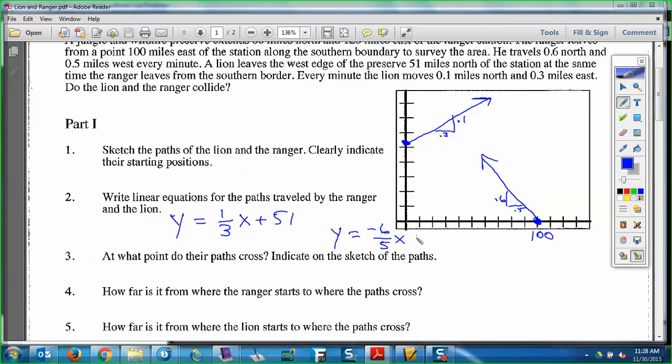And then finding the y-intercept might be trickier. Probably what we ought to do is just pick our point, 100 plus 0. Probably be easier to just do our point slope form there, right? And so we could do that. Now, you guys have probably worked that out, I guess. What is it? Negative 6/5 x plus 120. Is that what it ends up being? Okay. So that ends up being the Ranger's equation.